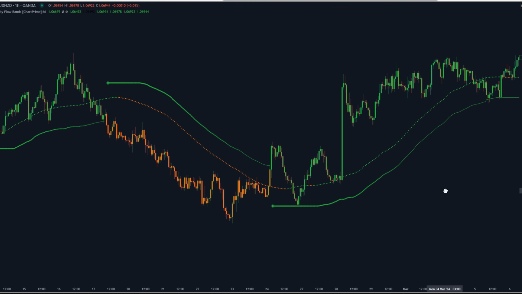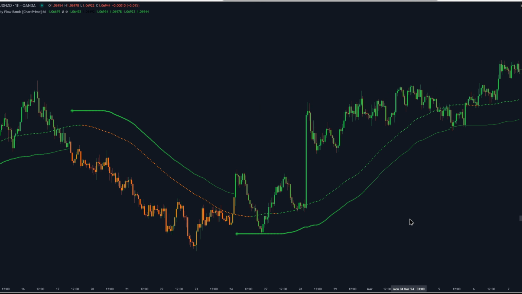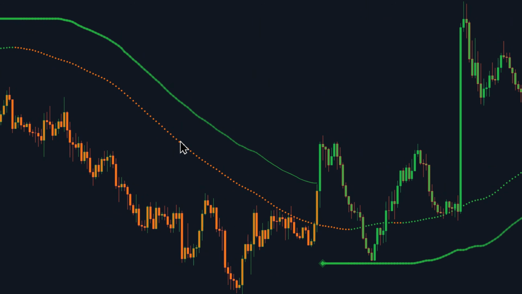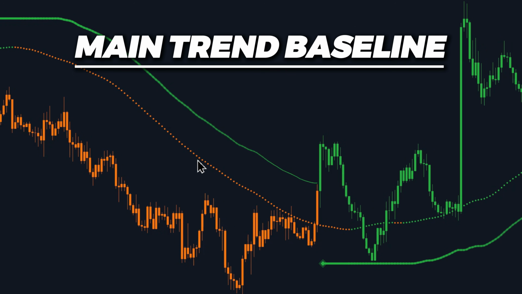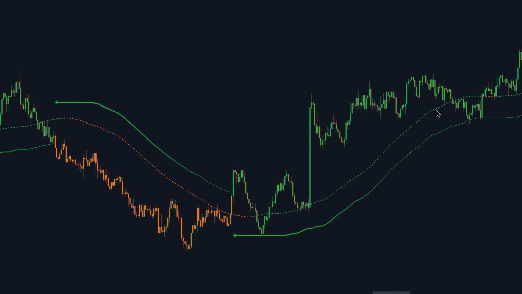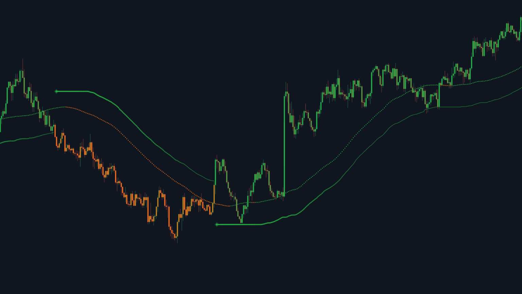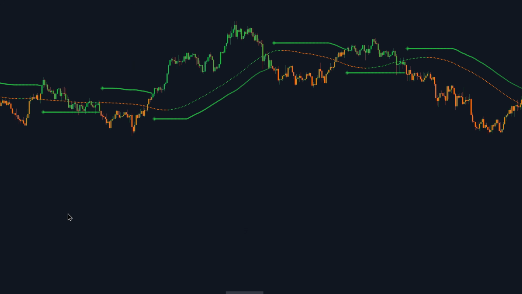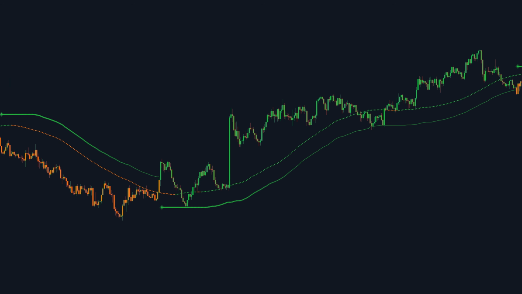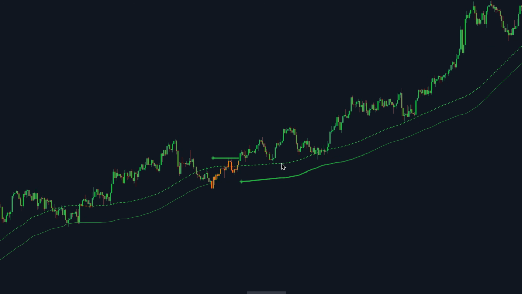So let's break down what we're looking at on the chart. The first thing you'll see is a dotted line, and this is really the heart of the indicator. Think of it as your main trend baseline. When it's green, the market is in an uptrend, and when it's orange, it's in a downtrend. The cool thing about this line is that because of that special filter, it hugs the price much more effectively than a regular moving average, which means less lag and fewer false signals.